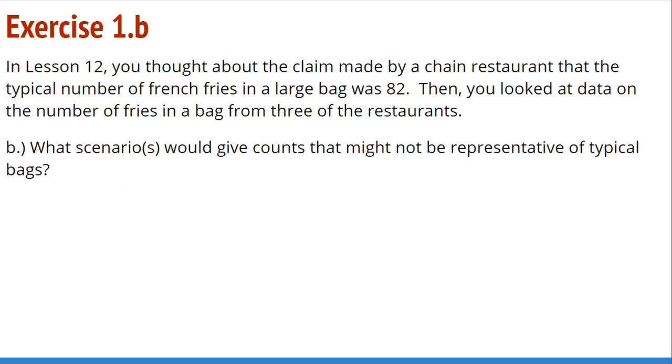All right, so what are some situations, some scenarios, that would give counts that might not be representative of typical bags? What might happen to get some of those numbers that are really low or really high?